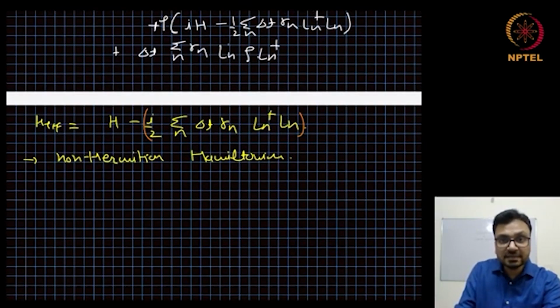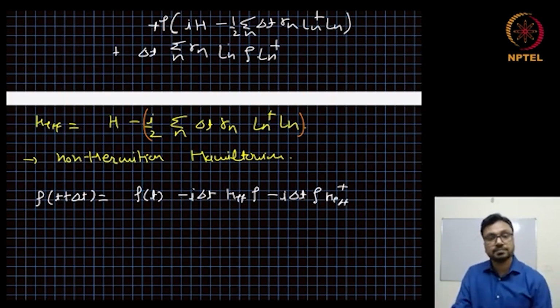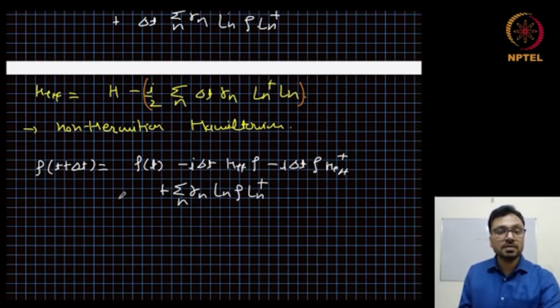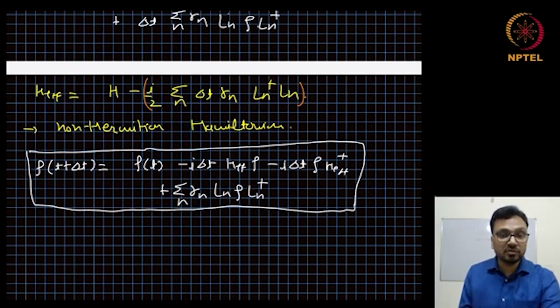With that, we can write rho of t plus delta t as rho of t minus i delta t H effective rho minus i delta t rho H effective dagger plus sum over n gamma n Ln rho Ln dagger. So in this way, our Lindblad master equation looks like this in the finite time step evolution, discrete time evolution.